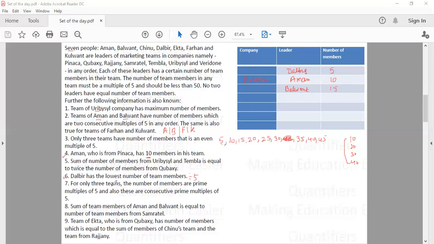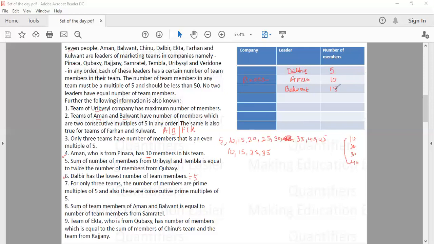Next, it says that for only 3 teams, the number of members are prime multiples of 5, and also these are consecutive prime multiples of 5. Now prime multiples of 5 are 10, 15, and after that 25 and 35. Only 3 teams have numbers of members which are prime multiples of 5, and also these are consecutive prime multiples.